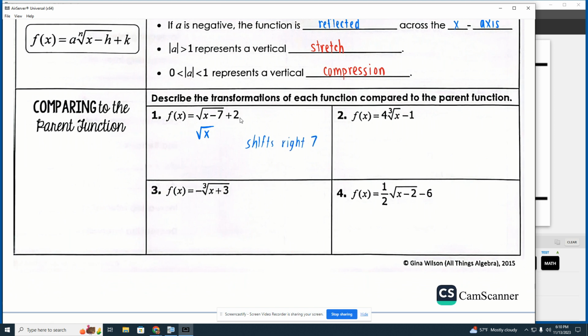And then remember, outside is vertical, and it is what it is. So that's a +2 vertical shift. So it shifts up 2. Pretty simple. I hope you guys all agree.